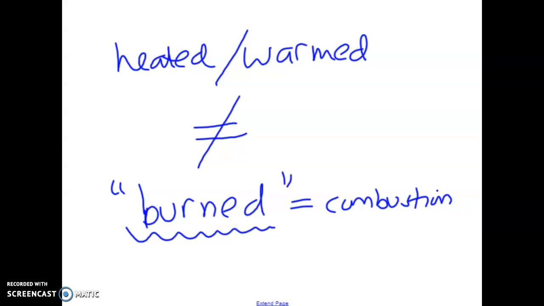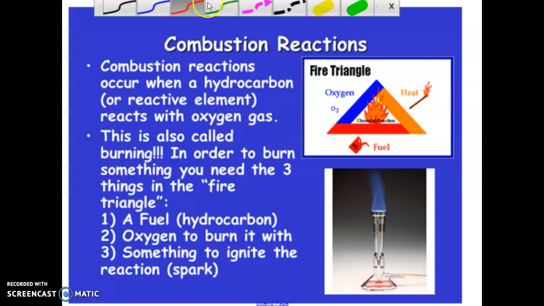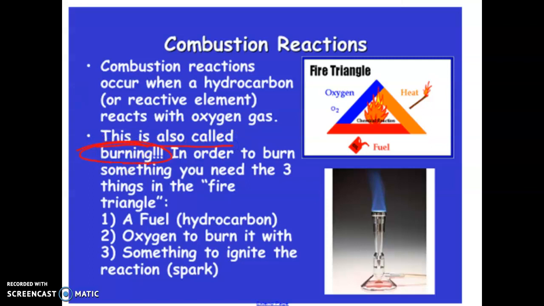Okay, so let's talk a little bit more about combustion reactions. So really there's three things that are needed. So take a look here. This is also called burning. There are three things that are needed to burn something. You need something to burn. You need a fuel. Okay. So typically that is a hydrocarbon, but it doesn't have to be a hydrocarbon. Remember, hydrocarbon is a term for anything that has carbon and hydrogens in it, right? You need oxygen, of course. That's our other reactant. And you need something to spark or start the reaction.